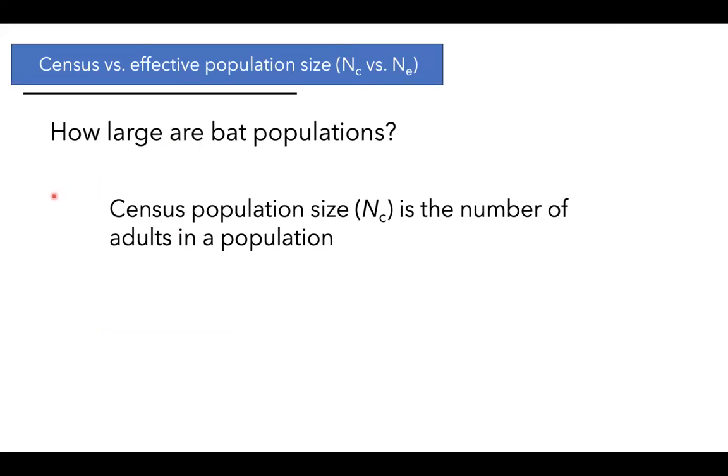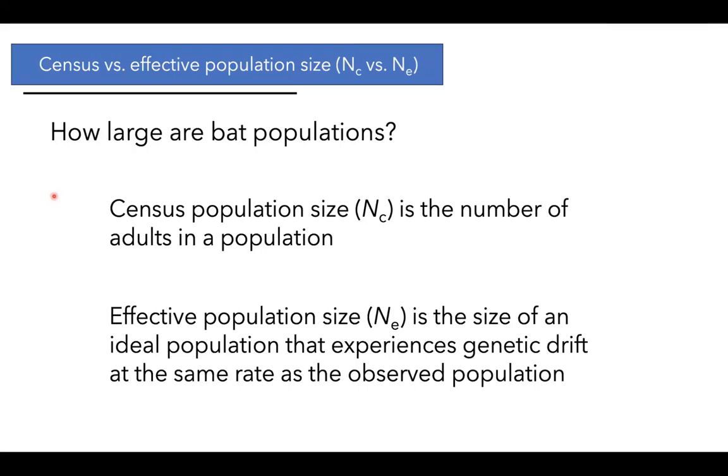So we're trying to address this question: how large are bat populations? How many bats are there, right? There's two ways that we can think about population size. And this first, census population size, or NC, is kind of what you might think of automatically, right? It's how large are bat populations, how many bats are there? That's the census size, right? So if you went to a bat roost and you see some number of bats, you're like, here's 1 bat, 2 bats, 3 bats, right? That's the census size that you're measuring, the number of adults in the population.